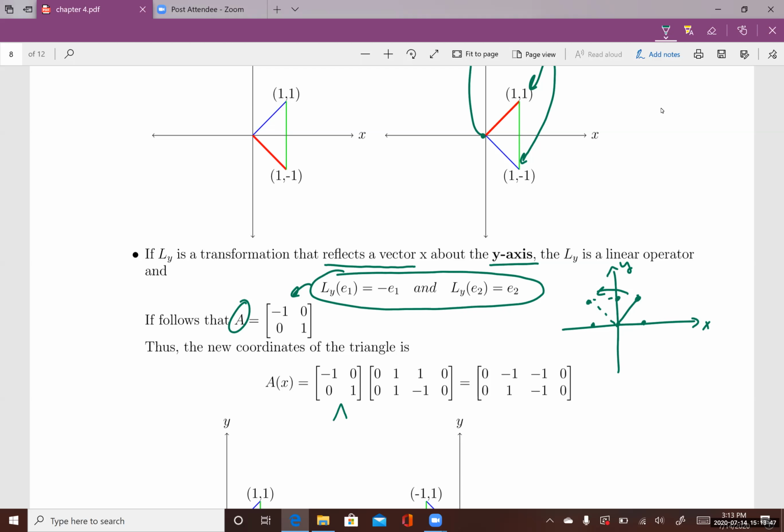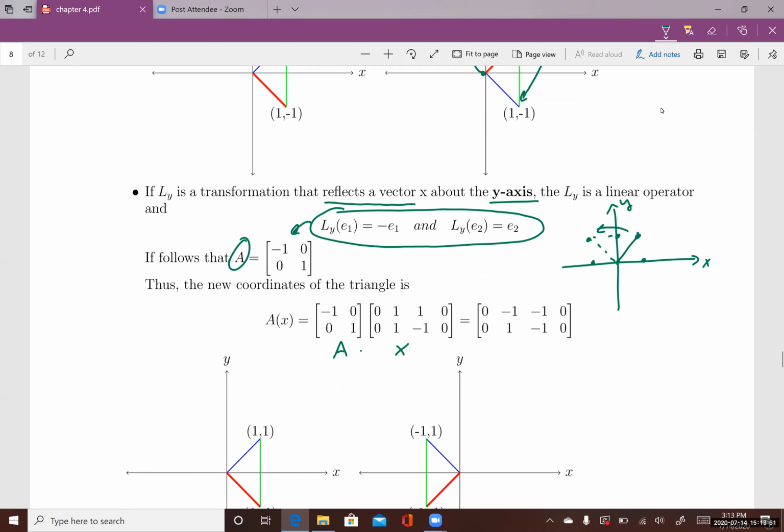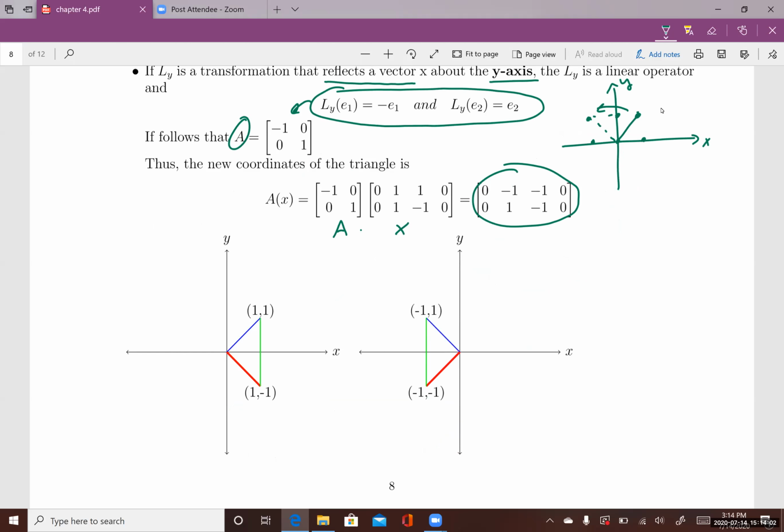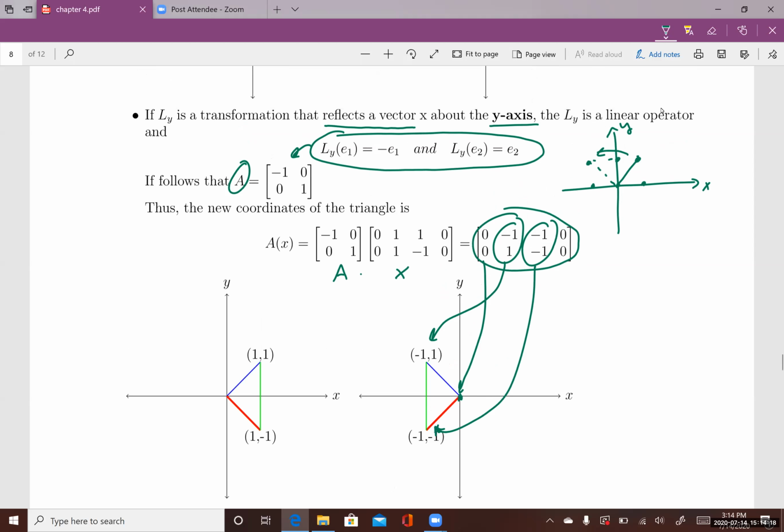And again, you apply this to x, which is the matrix of the original triangle, and then you get a new set of coordinates for the new triangle. So this is the original one, and this is the one that reflects over the y-axis. You can see 0 still stays 0. Negative 1, 1 should be here, right? Negative 1, negative 1 down here. All right.